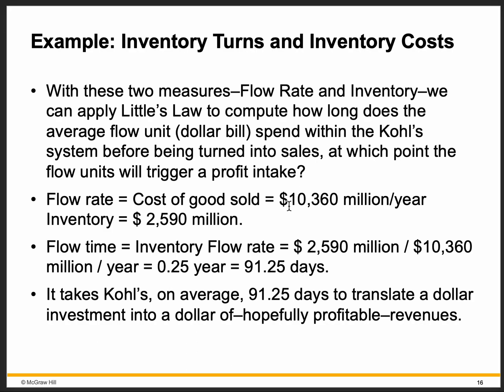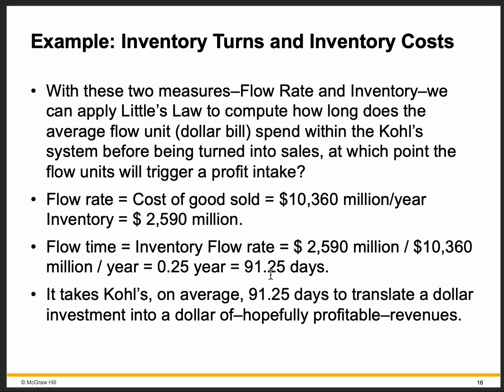Flow rate we know is 10,360 million per year. And we know that the inventory is 2.59 million. So using the flow rate and inventory, we can calculate flow time. Flow time is 2.59 trillion divided by 10.36 trillion. That gives us 0.25 years, because year is the measure that we have here. And it translates out to about 91.25 days.